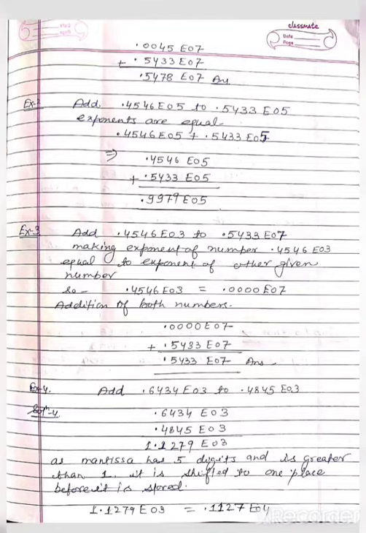Now taking another example, example number 2. There are two numbers for the addition. Both numbers have equal exponents, so we can directly add them. That gives the number 0.9979 E05.